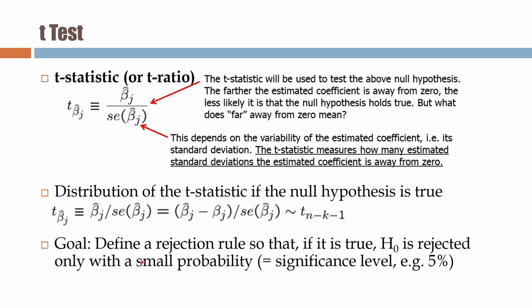So the t statistic, or t ratio, is calculated as beta hat divided by the standard error of beta hat. That will be the t, and if this t is greater than our critical t, then we reject our null hypothesis, and if this t is smaller than our critical t, then we cannot reject the null hypothesis.